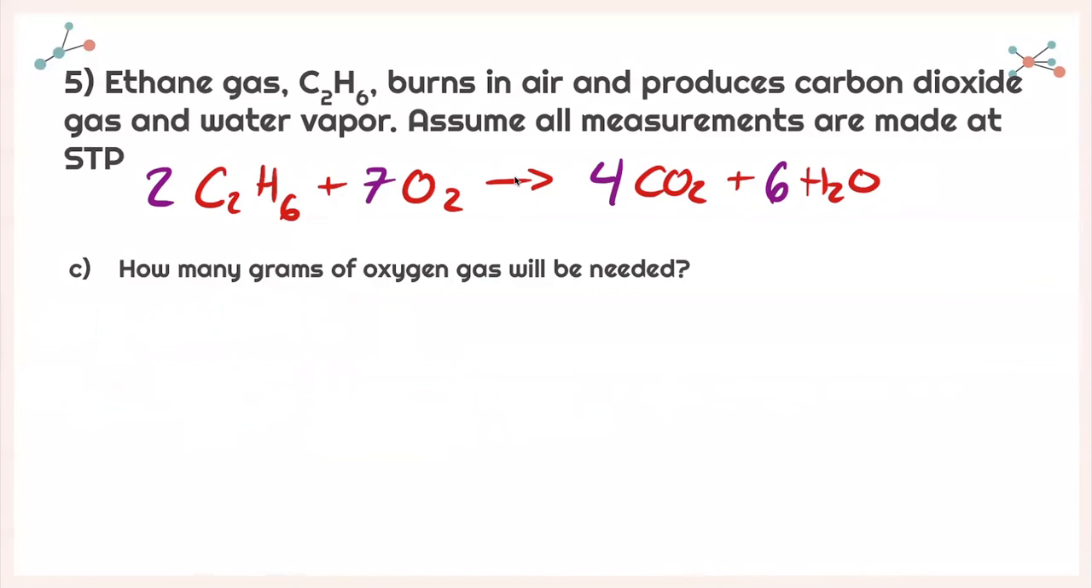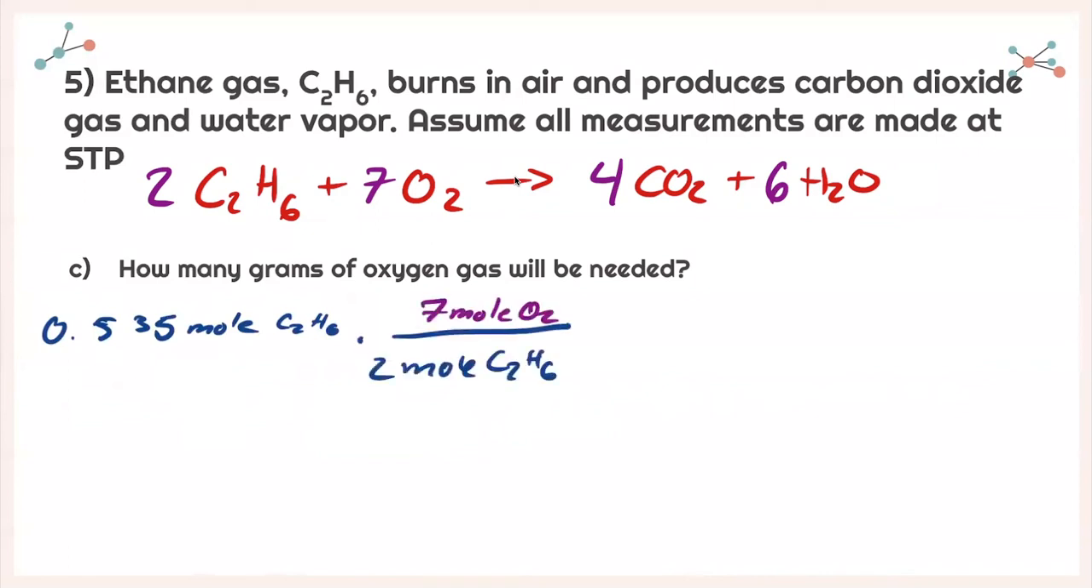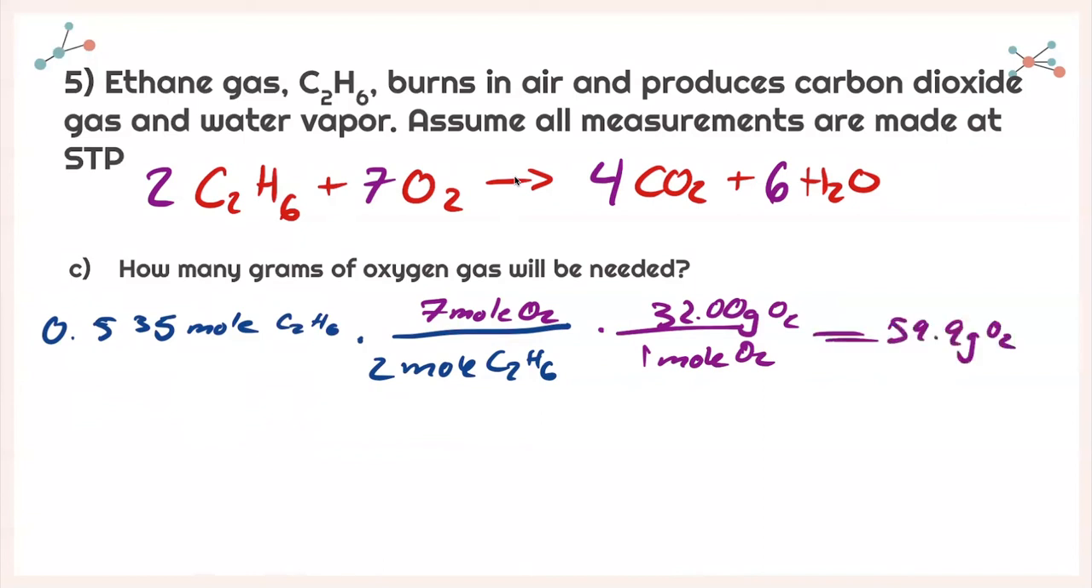For part C, it says how many grams of oxygen gas will be needed. So let's convert from moles of ethane to moles of oxygen gas. I start off with 0.535 moles of ethane. My balanced chemical equation tells me that for every 2 moles of ethane, I'm going to need 7 moles of oxygen gas. And then using the molar mass of oxygen gas, I can convert to grams. 1 mole of oxygen gas will have 32.00 grams of oxygen gas. I can then plug all of this into my calculator, and it tells me that I'm going to need 59.9 grams of oxygen gas.